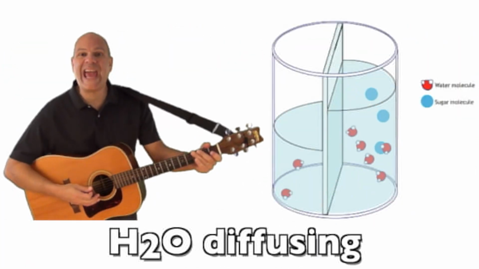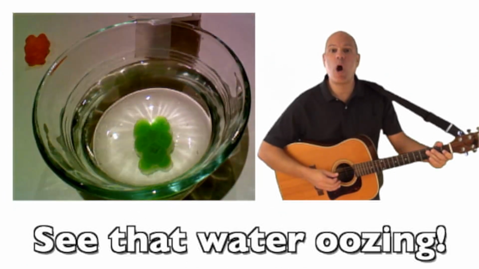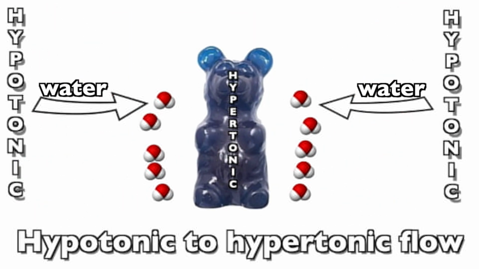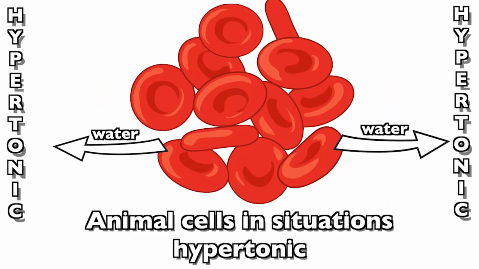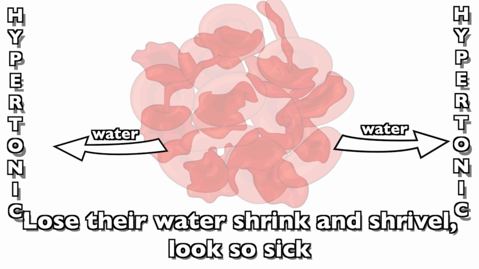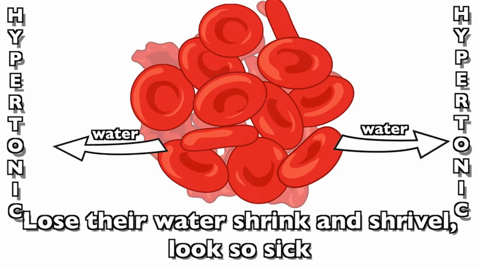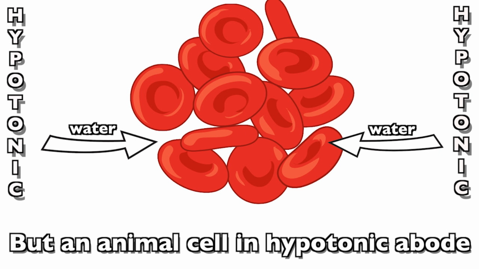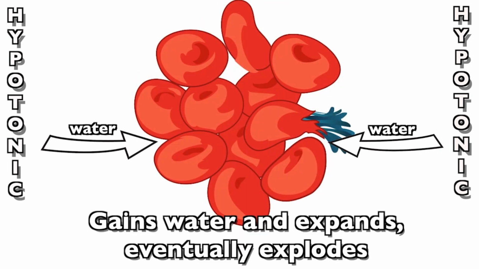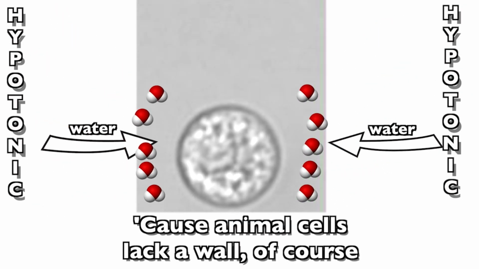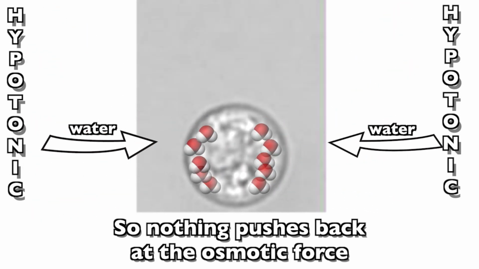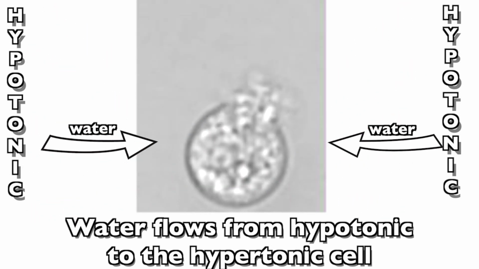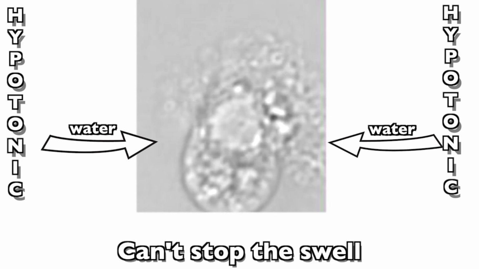Osmosis. H2O diffusing. Osmosis. See the water oozing. Hypotonic to hypertonic flow. Osmosis. Let's go. Animals, cells and situations hypertonic, lose their water, shrink and shrivel. Looks so sick, but an animal cell in hypotonic abode gains water and expands, eventually explodes. Cause animal cells lack a wall, of course, so nothing pushes back at the osmotic force. Water flows from hypotonic to the hypertonic cell, which bursts cause the membrane can't stop the swell.